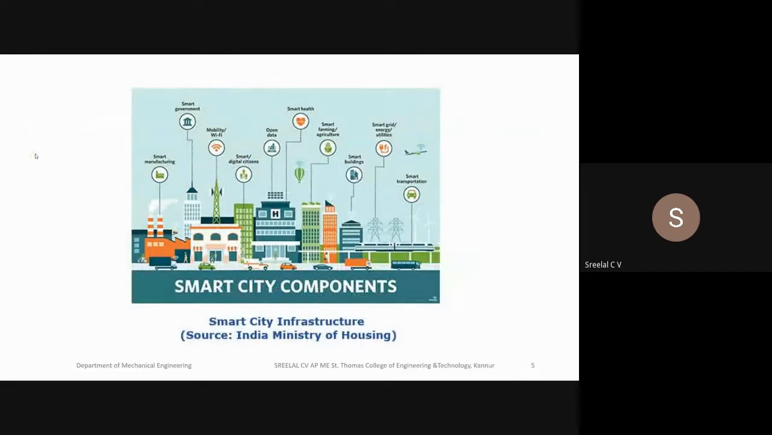So if we are discussing a smart city, here everything will be developed, smart manufacturing, the government, everything. It is just a smart city infrastructure.